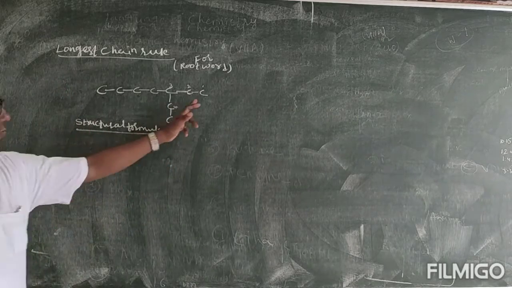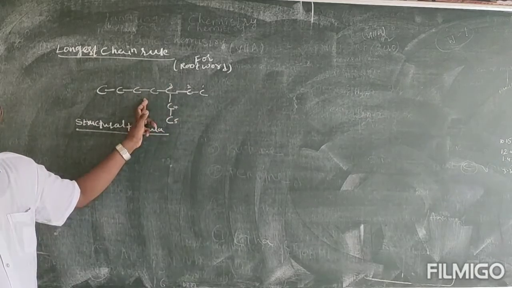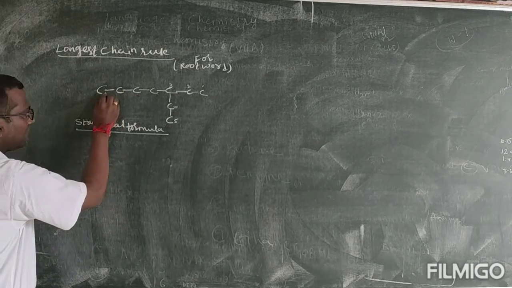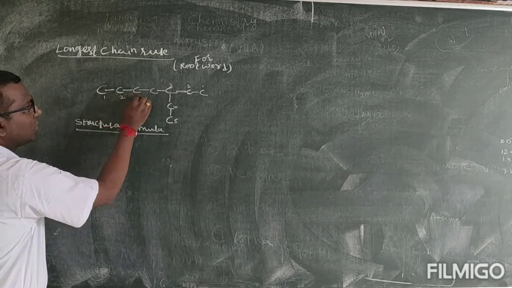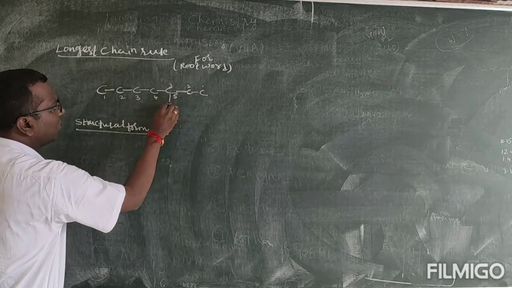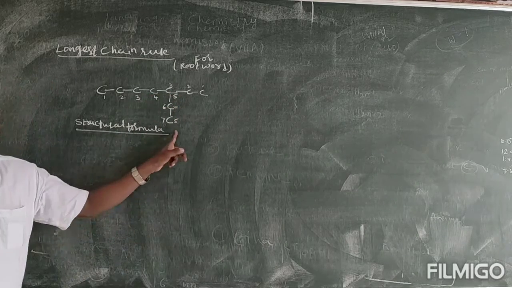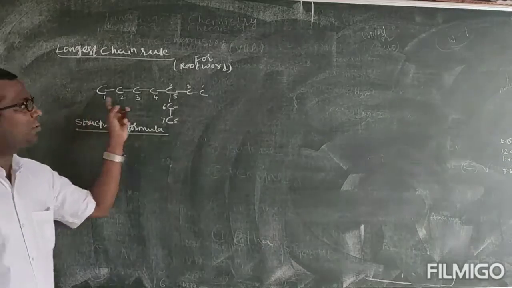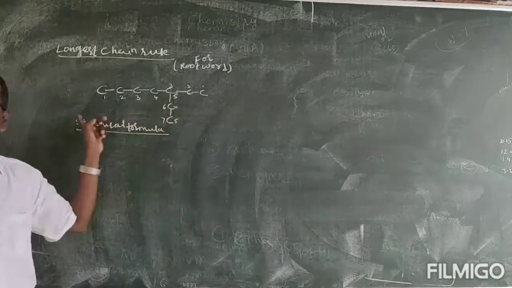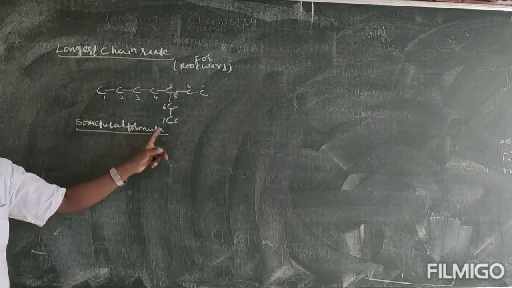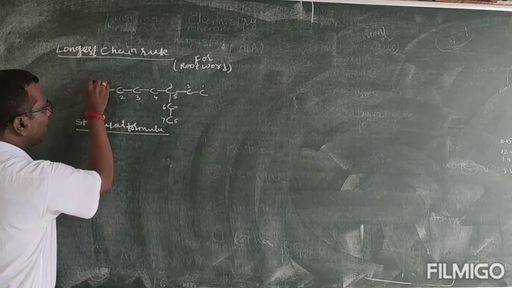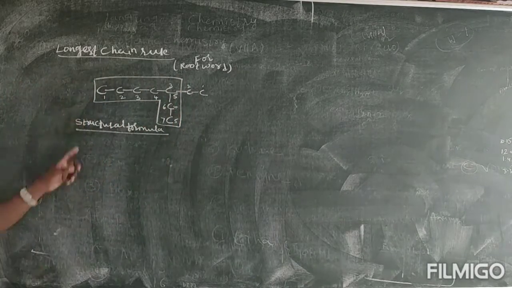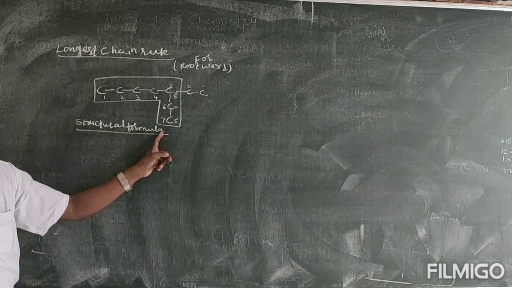If I write it from left to right, now you see 1, 2, 3, 4, 5, 6, 7 it is getting. So which one is correct now? From left to right is correct or from right to left is correct? Left to right. So this is called the longest chain rule. So we are going to name the compound as what?